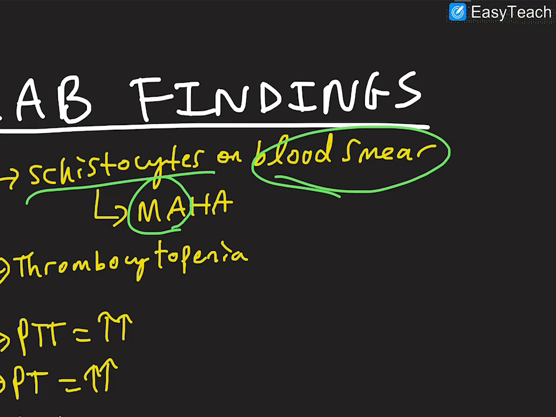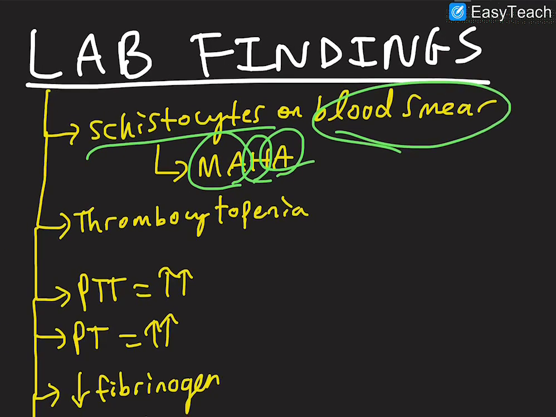Microangiopathic means in small blood vessels, like your capillaries, for example. Hemolytic, because you're lysing your red blood cells, anemia, right? Because you're again lysing red blood cells. So you get microangiopathic hemolytic anemia and DIC. So you get schistocytes. And then everything else also makes sense, right?